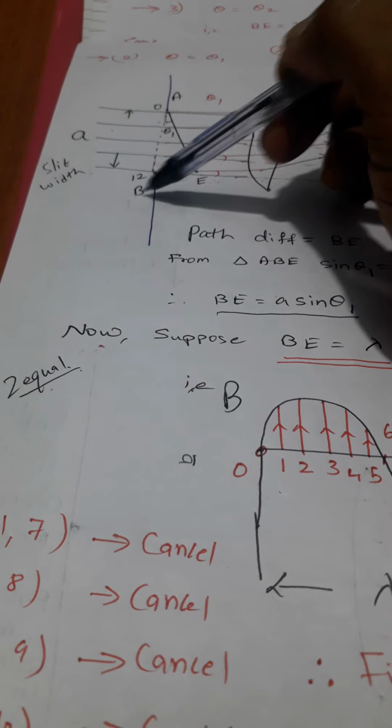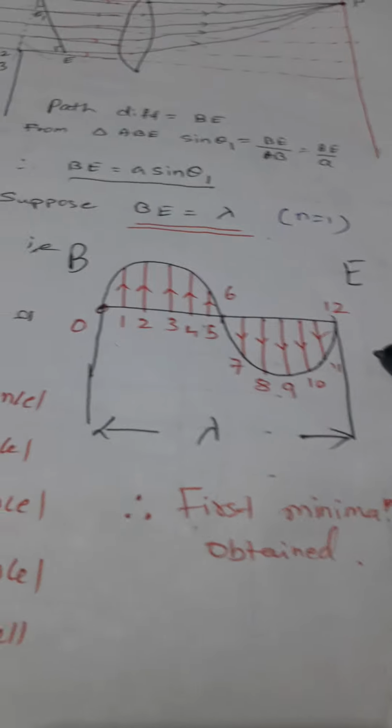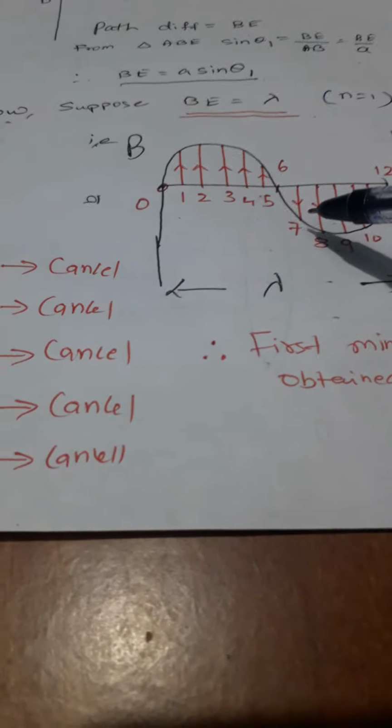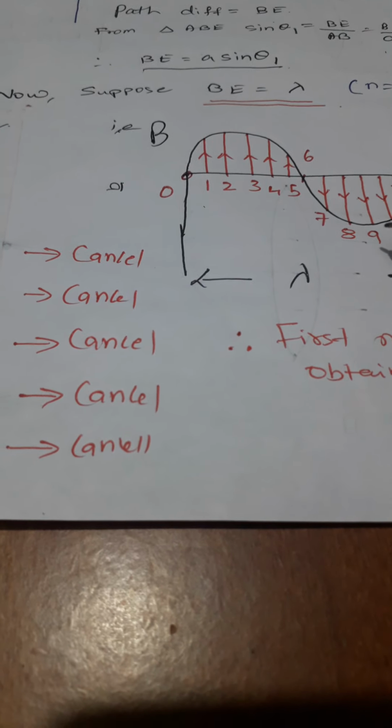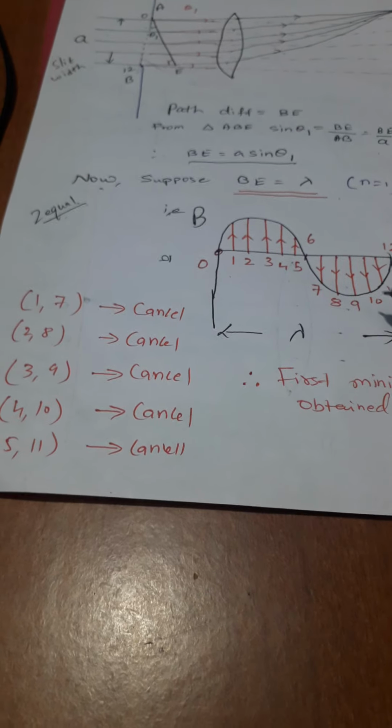That means from here to here, this is 12. So if you look at the diagram, see 1 and 2, 1 and 7, 2 and 8, 3 and 9, 4, 10, they all cancel, and as they cancel, the resultant is what you get as the first minima. This is the condition for minima.